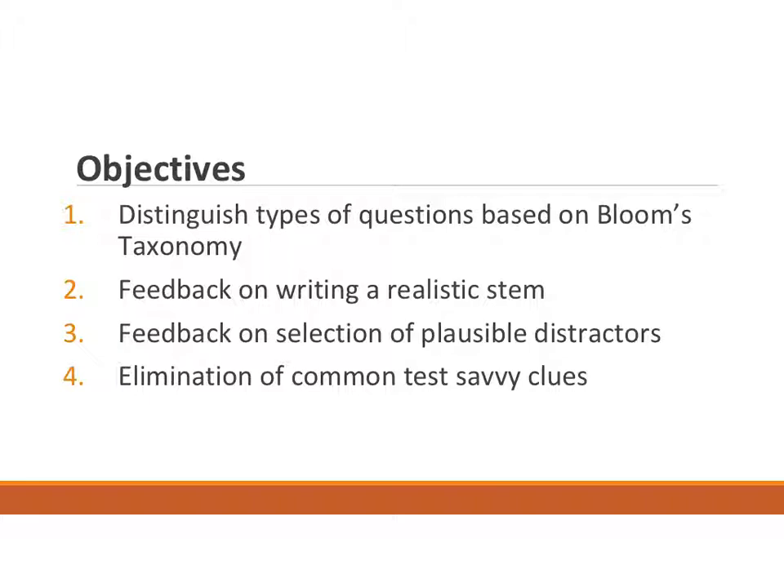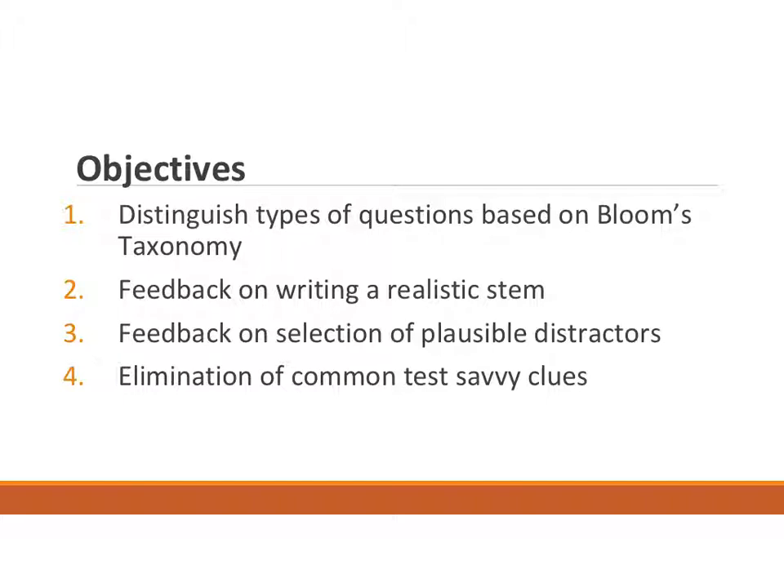The objectives for this session are to be able to distinguish the types of questions that you might run into or that you may write based on Bloom's taxonomy and discuss why that's important. Get feedback on writing a realistic stem and plausible distractors for multiple choice test questions, and then discuss a little bit about the cues that students may use to answer a question without fully understanding the material and how we can eliminate as many of those from our tests as possible.